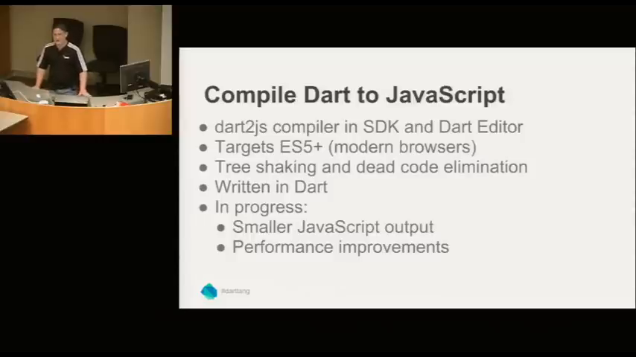And our Dart to JS compiler is written in Dart itself, which is kind of cool. It's like a proof that the language is real. And so we can generate smaller output.